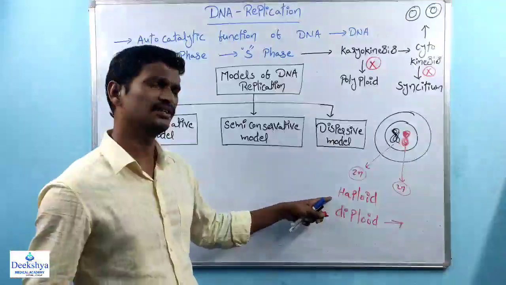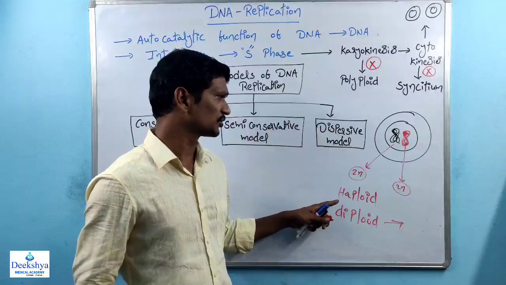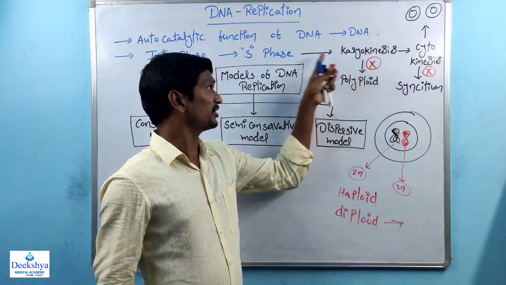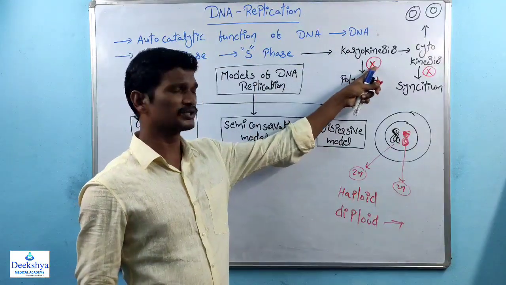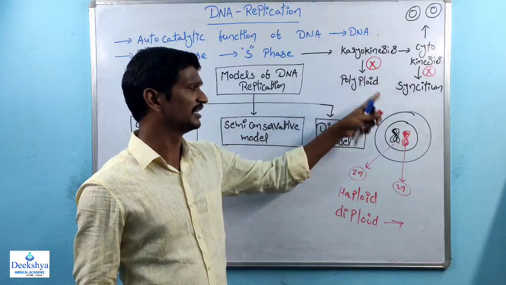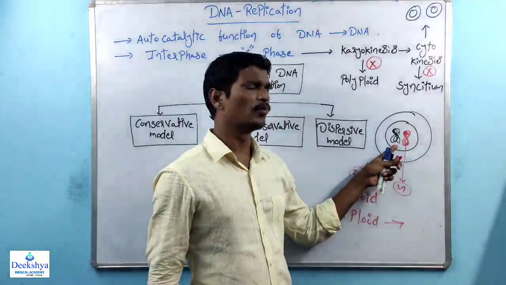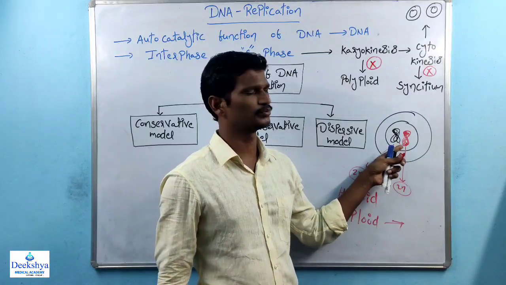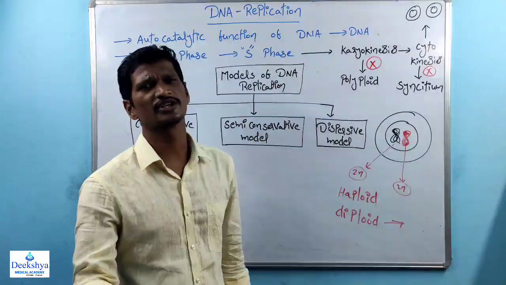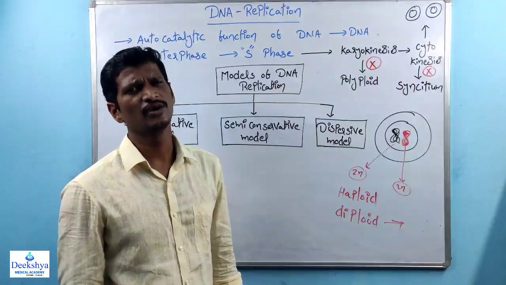Haploid is seen in the meiosis condition, right? So here, if S phase is completed and the cells do not undergo the karyokinesis process, then inside the nucleus more than 2 sets of chromosomes are present. So the condition is called polyploidy.